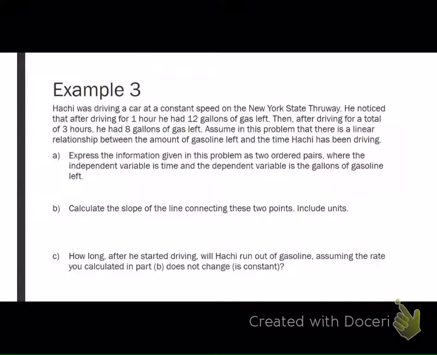All right. Hachi was driving a car at a constant speed on the New York State Thruway. He noticed that after driving for 1 hour, he had 12 gallons of gas left. Then, after driving for a total of 3 hours, he had 8 gallons of gas left. Assume in the problem that there is a linear relationship between the amount of gallons left and the time Hachi has been driving. So express the information given in this problem as two ordered pairs, where the independent variable is the time and the dependent variable is the gallons of gasoline.